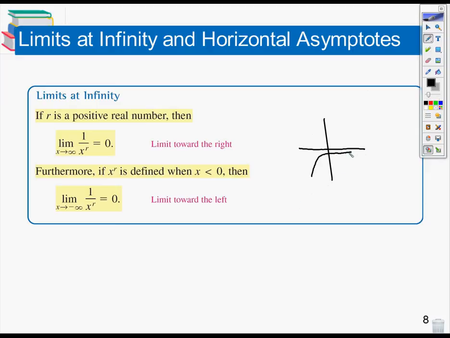So if I look at it coming from the right, I'm not seeing that asymptotic behavior. I'm not seeing that limit. Whereas if I look at it from the left, I am seeing it converge to 0 in that direction. So that's why there's a little bit of a difference between these two things.